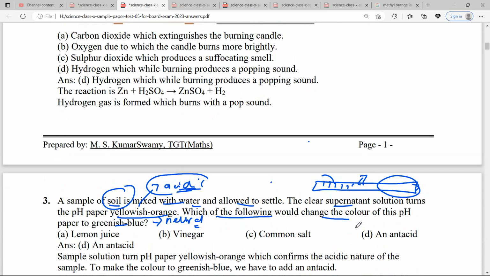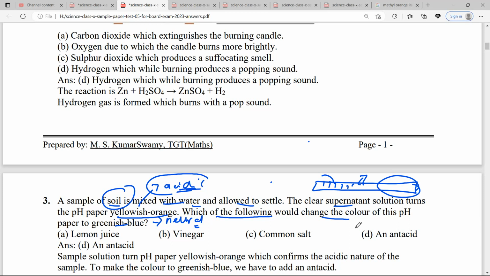Antacid. Vinegar is acidic. No, wait, sir, that is not the question actually. The question is which of the following would change the color of the pH paper to greenish blue. So they have given that the supernatant solution is acidic in nature. Symbolically they have given yellowish orange. The question is which of the following would change the color of the pH paper to greenish blue.